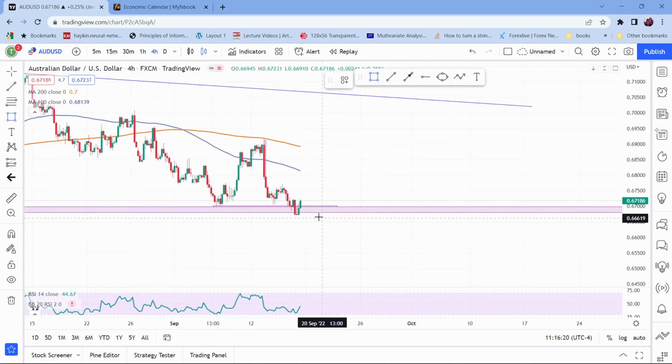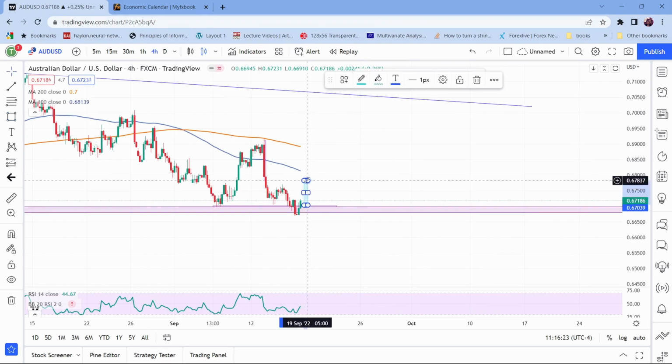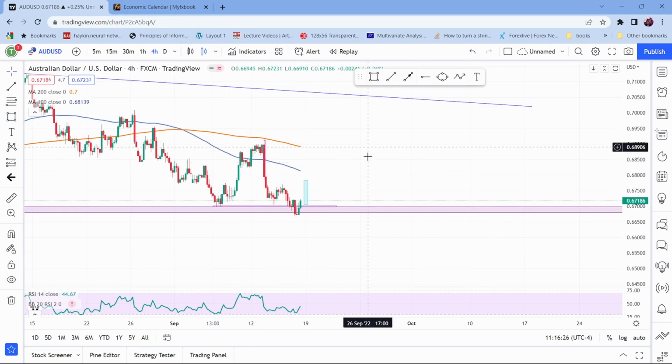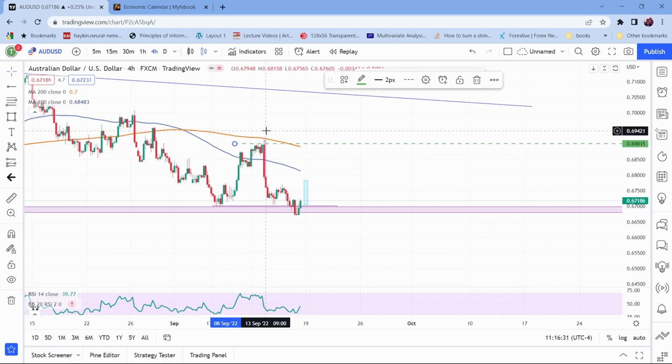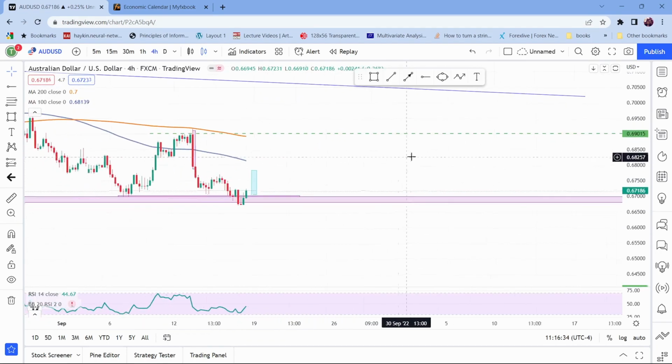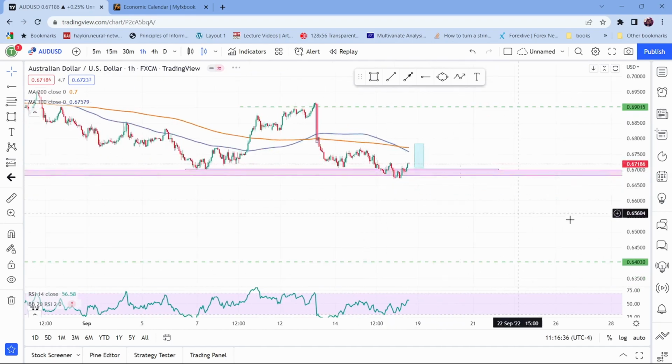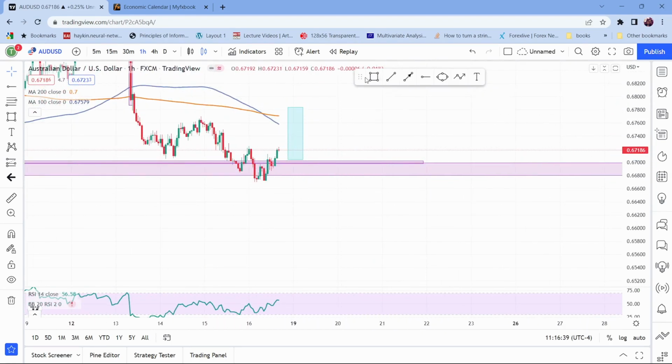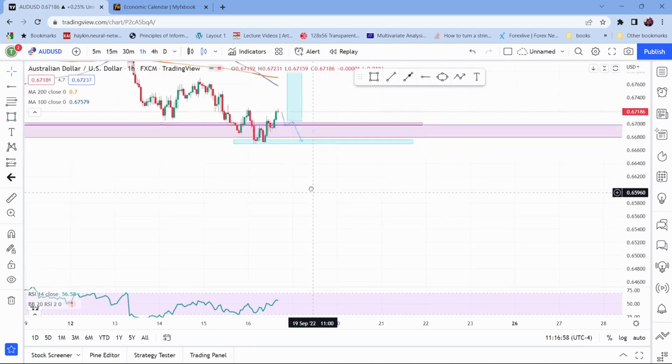If we do get a rejection from this area continuing upwards, then I would still look and possibly hold for areas where I could potentially sell, maybe at the high where this initial rejection did happen on the CPI data. Or if we could actually continue downwards, if we could see price push past this level again, and if we could go lower, then possibly around here, this might be a potential area you could sell from.